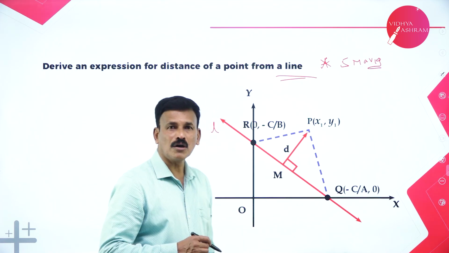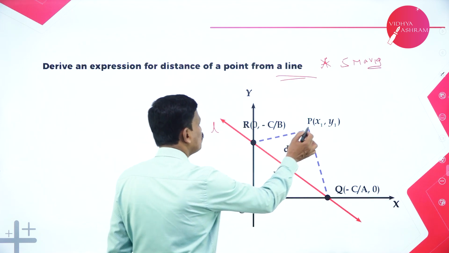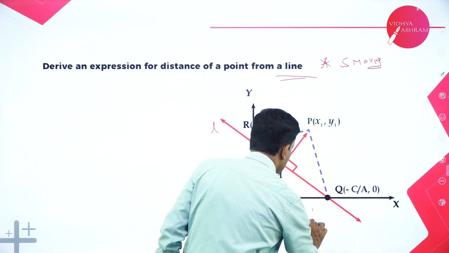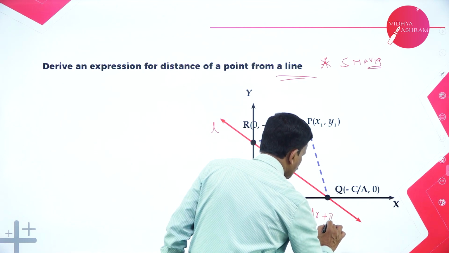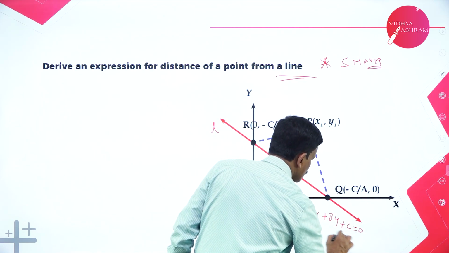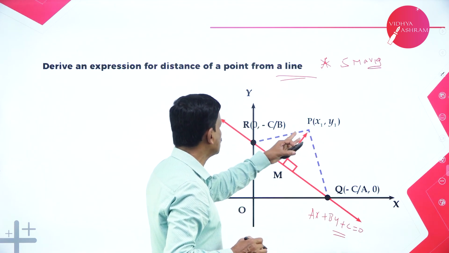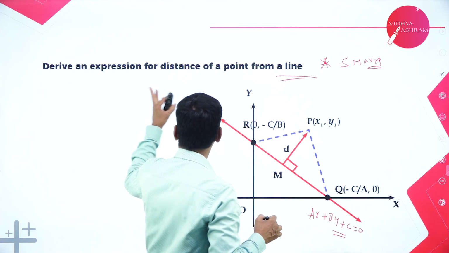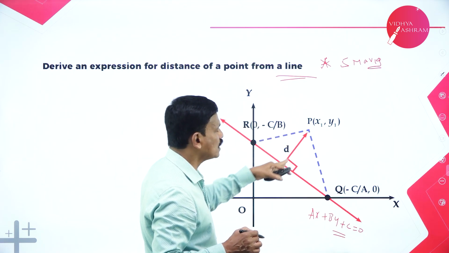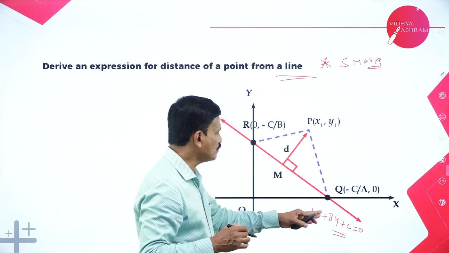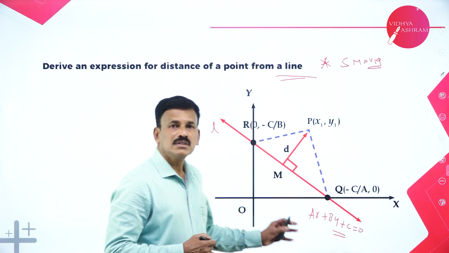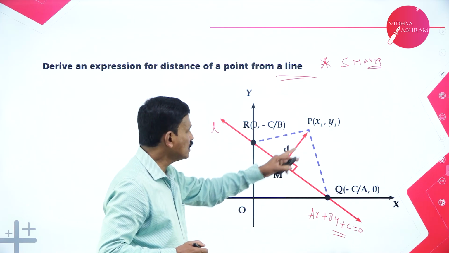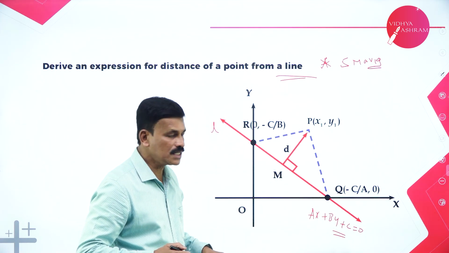Now the distance of the point P(x1, y1) from the line ax + by + c = 0 is called the perpendicular distance, denoted as d. What we need to find is the perpendicular distance from P(x1, y1) to the line. Since this line cuts the x-axis at Q and the y-axis at R, PM is the perpendicular distance.